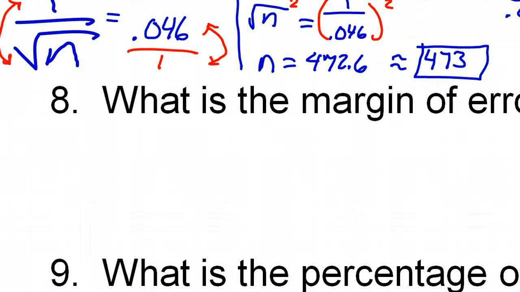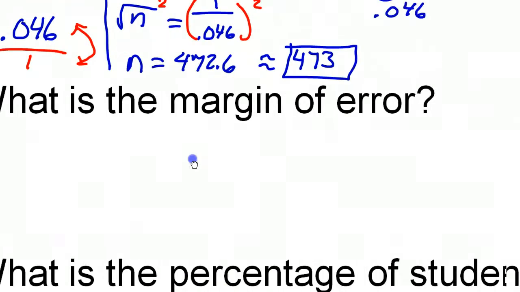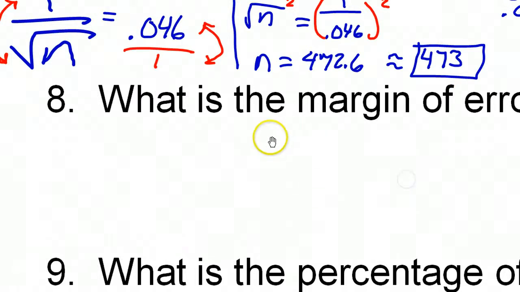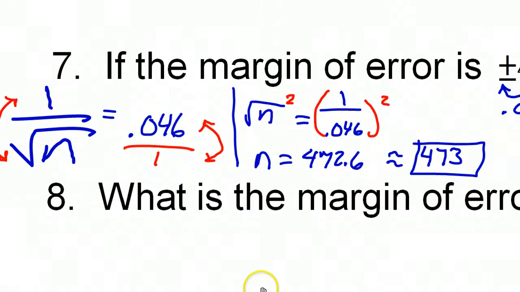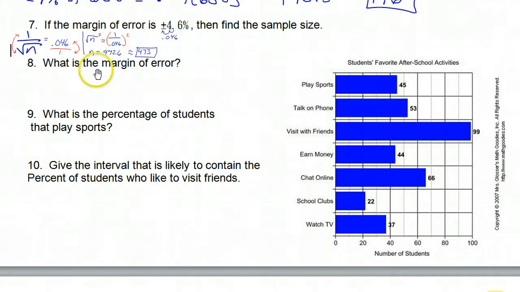Okay, looking at number 8. What is the margin of error? Oh, wait, what? Okay, I'm lost. I think suddenly number 8 is supposed to be referring to this chart over here. I'm noticing number 9 and number 10 are all for the chart. Anyway, what is the margin of error of this data on the chart is what it should have said.